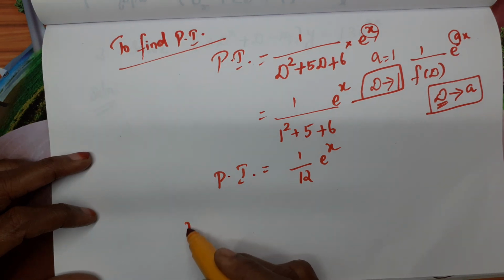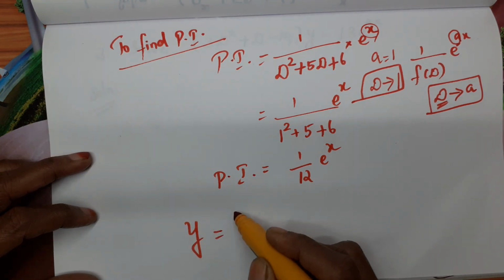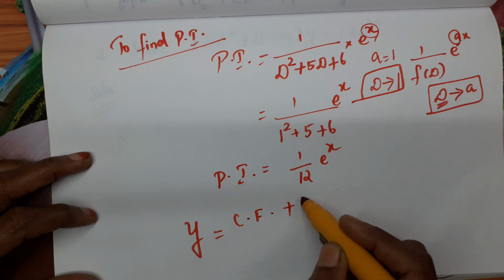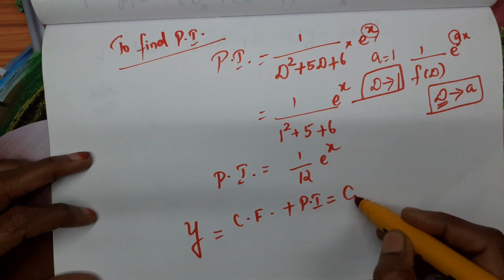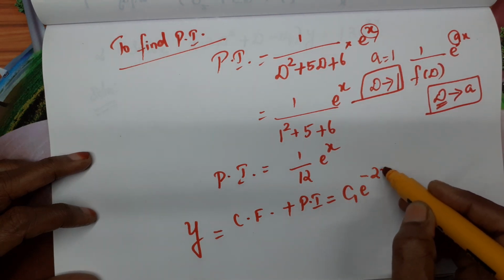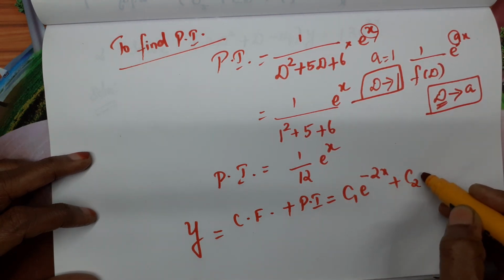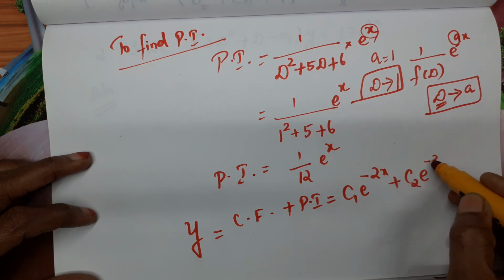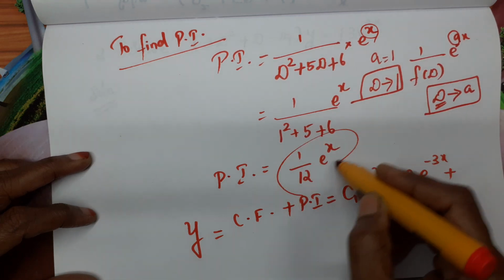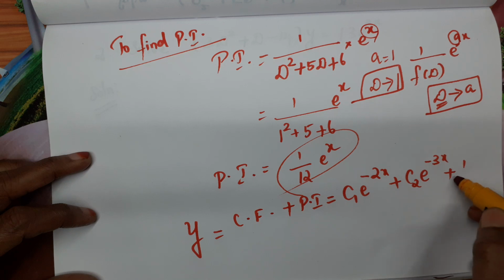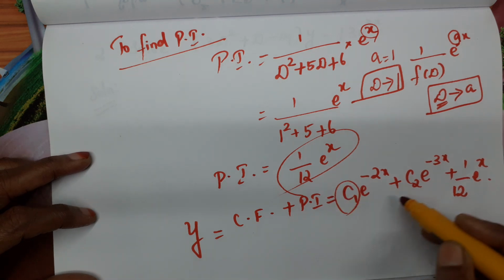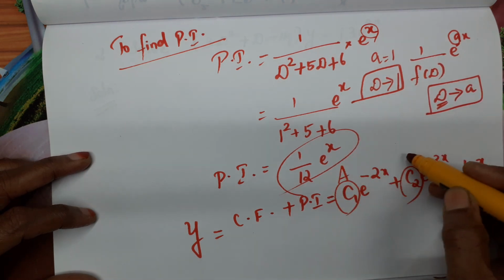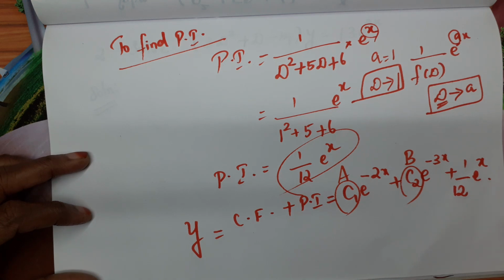Now come to the final solution, the general solution. Y is equal to CF plus PI. CF we got as C1 e power minus 2x plus C2 e power minus 3x, plus the particular integral PI, which is 1 by 12 e power x. Instead of c1 and c2, you can use constants capital A, capital B.